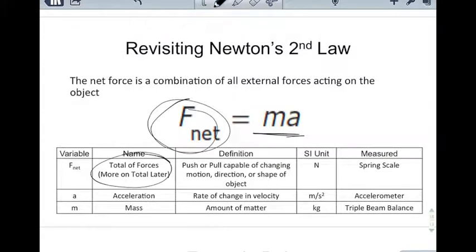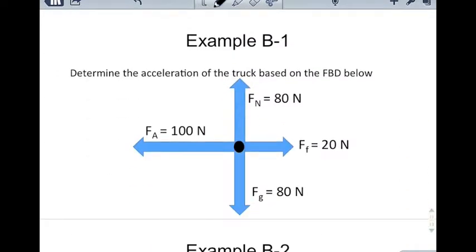So we have this total force right here that we're talking about. It's a combination of all the pushes and pulls that are acting on an object. Mass is still mass, acceleration is still acceleration. Same units, same measured by, same definitions. The only difference is now we have to combine them to solve for this net force. Well, we see that in this example.